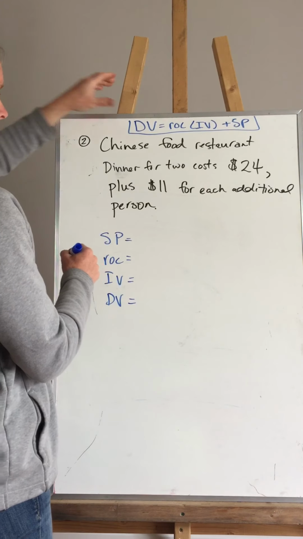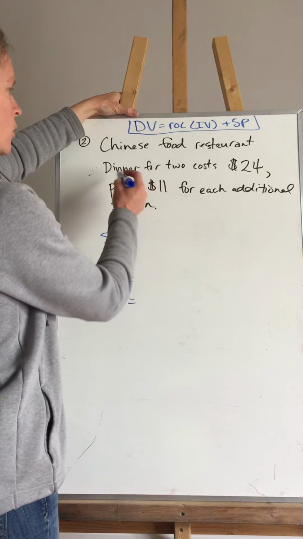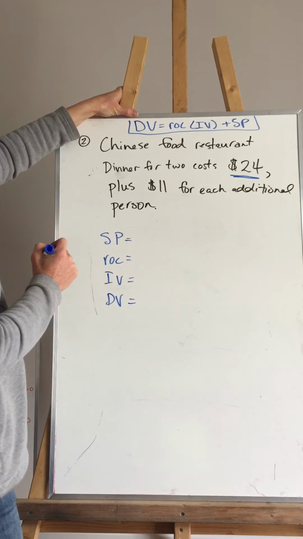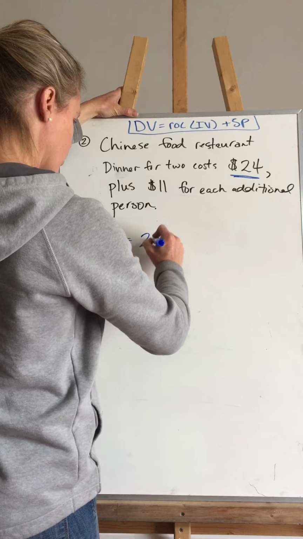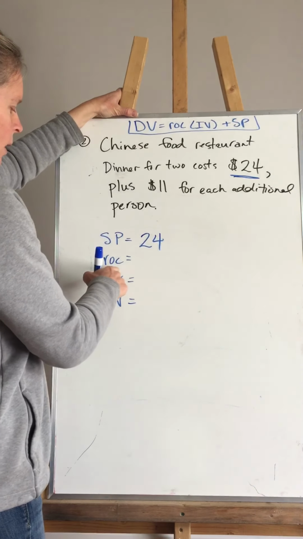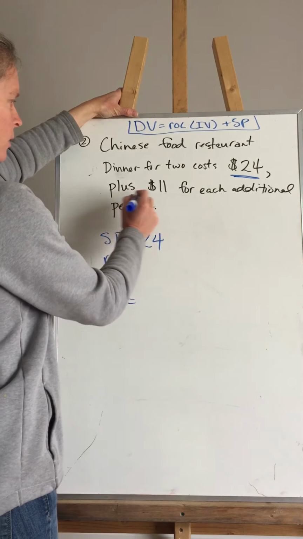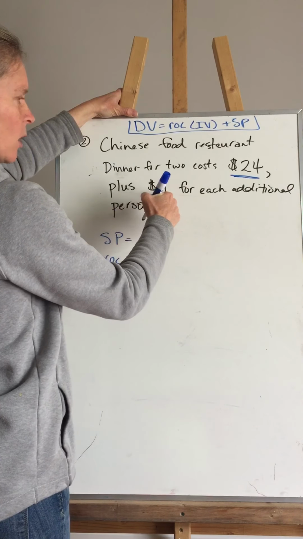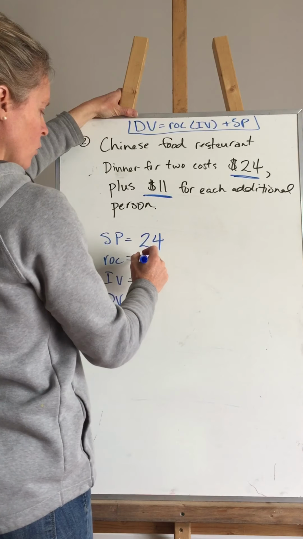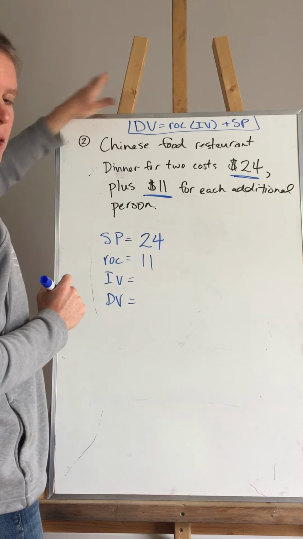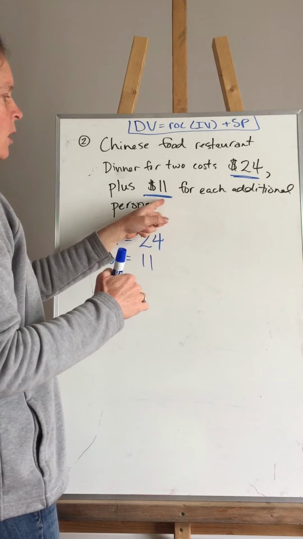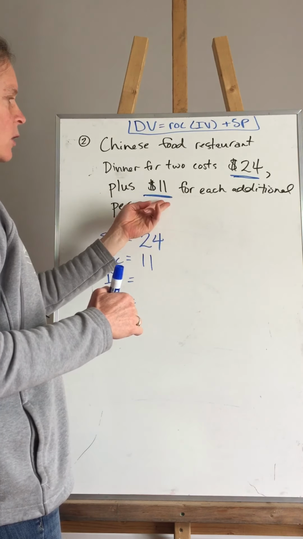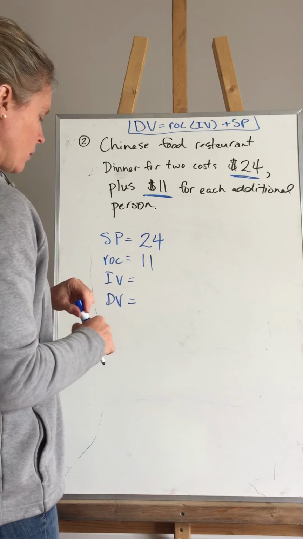So, starting point. If you're going in for dinner for two, you are going to start at $24. So your starting point is $24. What is it going up by? Well, it's going up by $11 for each additional person. So that means that my rate of change is 11, right? Add one person, you've added 11 to your base cost. Add two people, you've added 22 to your base cost.